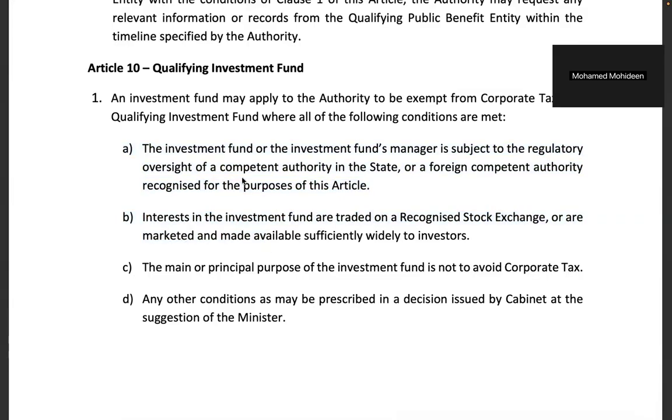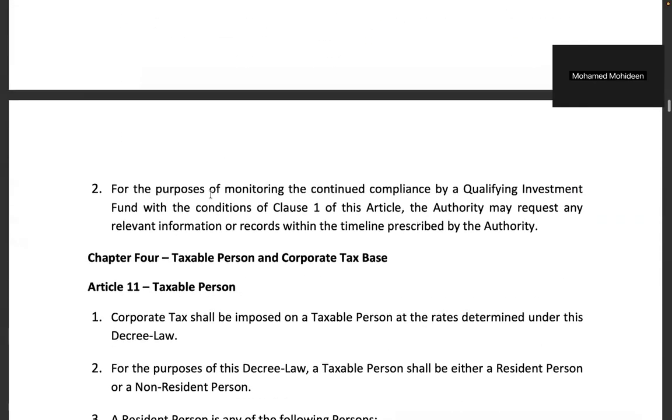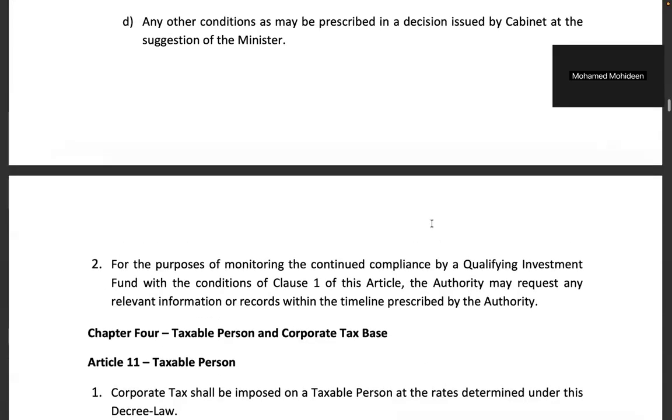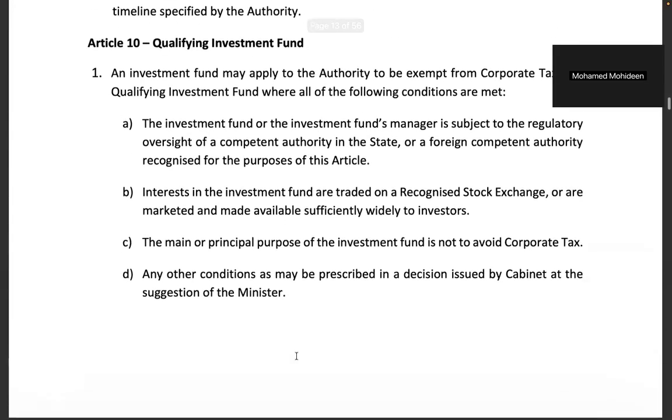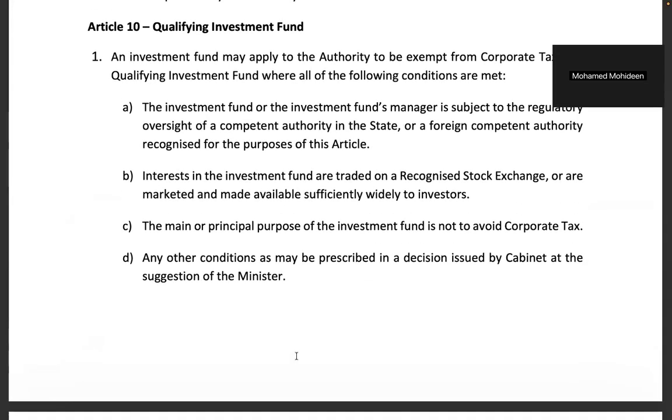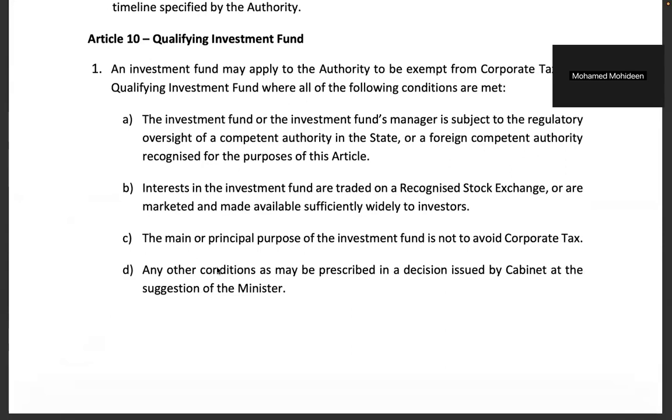So if we remember this point, these were the conditions proposed by Article 10. Beyond this, is there anything else? Only one more. It says, for the purpose of monitoring the continued qualification of the qualifying investment fund, the authority may request the relevant information or records from time to time. This is a condition, but it's not very complex. The FTA may request relevant information or records for verification. That's also a kind of general provision. That was all about Article 10.